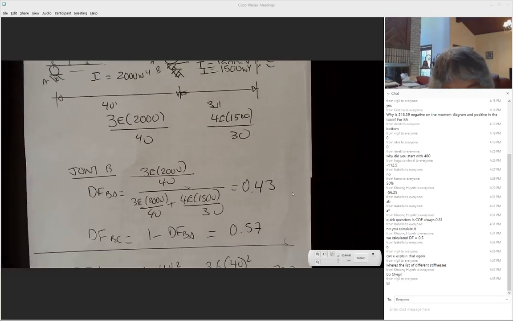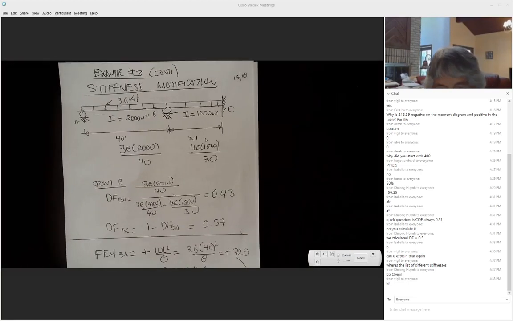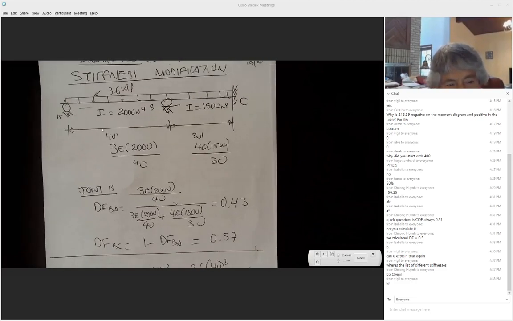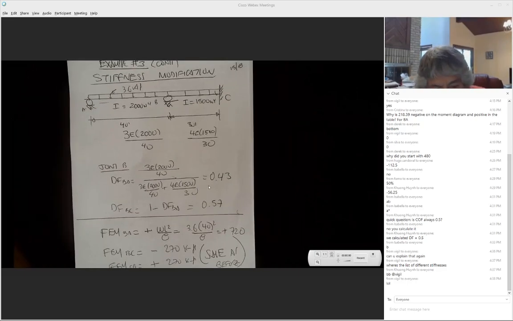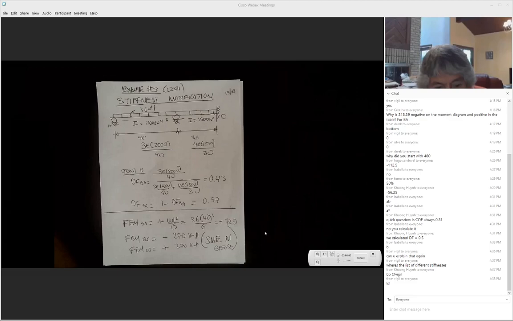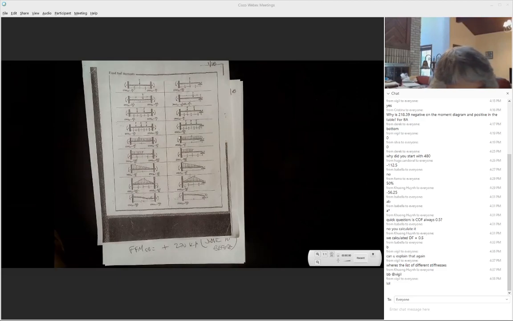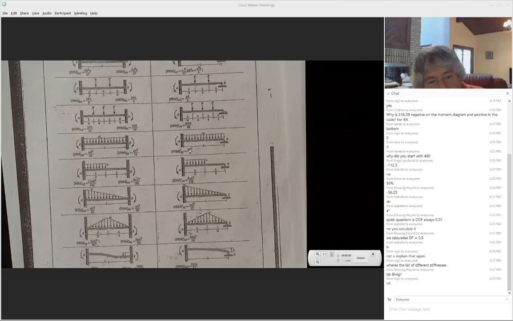So, the same problem that I just did, but I'm going to make it faster and shorter for everybody. I'm modifying my stiffness. Why? Because the moment in here is 0. Everybody told me moment 0. So I modified this to 3EI/L. This is still 4EI/L. So my new distribution factors are 0.43 and 0.57. Also something else. Since the moment is 0, I'm going to use the right-hand side of the table.